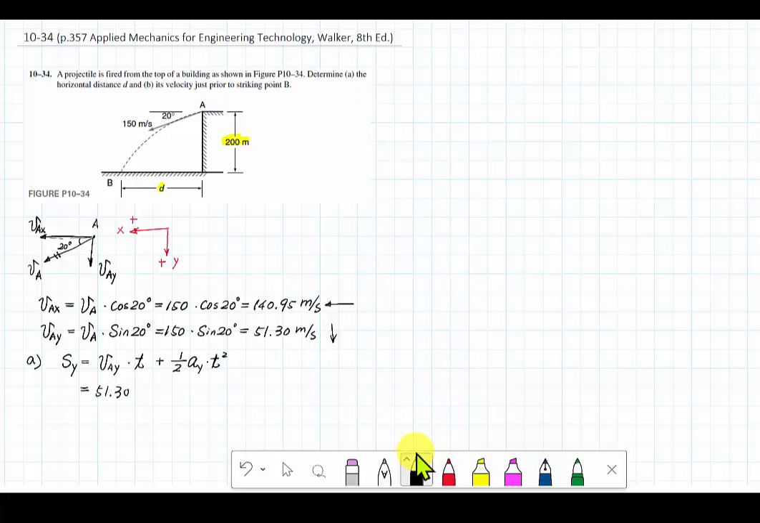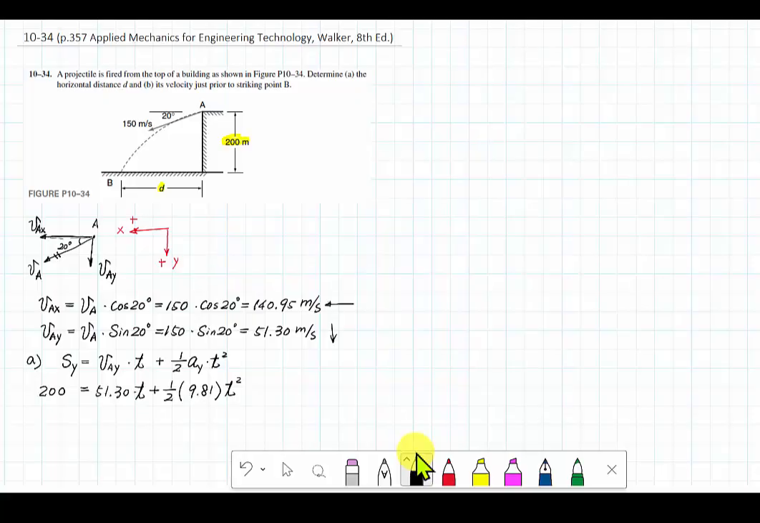So 51.3 times time, which is what we're looking for, plus half. The acceleration in the y direction is the gravity, 9.81 meters per second squared, and it's going down, which is the positive direction, right? And then time squared. And SY itself is 200 meters. So going down, again, it's a positive displacement because I defined going down as positive. Okay, so that's the equation we get.